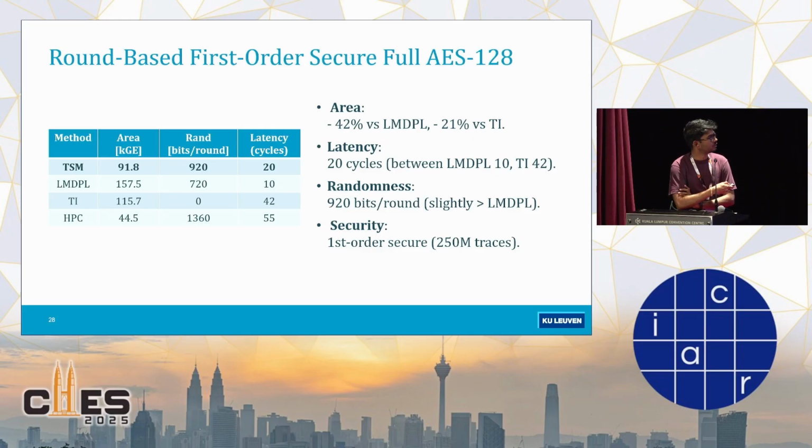So I said LMDPL was more efficient before, but also it needs evaluation and pre-charge cycles. So they have to duplicate the S-box twice and alternate between the evaluations. That's the result. The area for LMDPL is higher than ours. Our randomness is higher, and HPC is like the most efficient area-wise, but also it has higher latency. So everything has a trade-off.